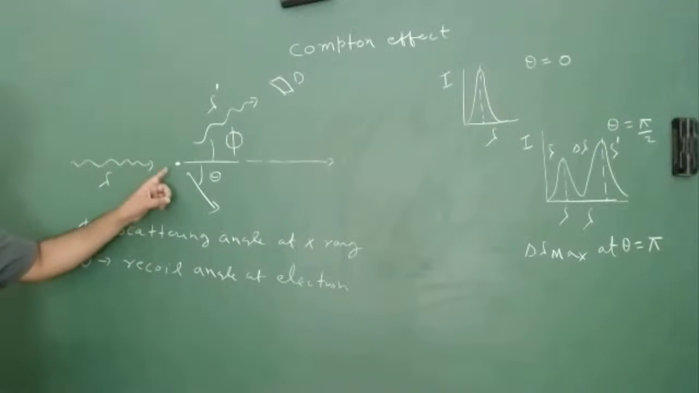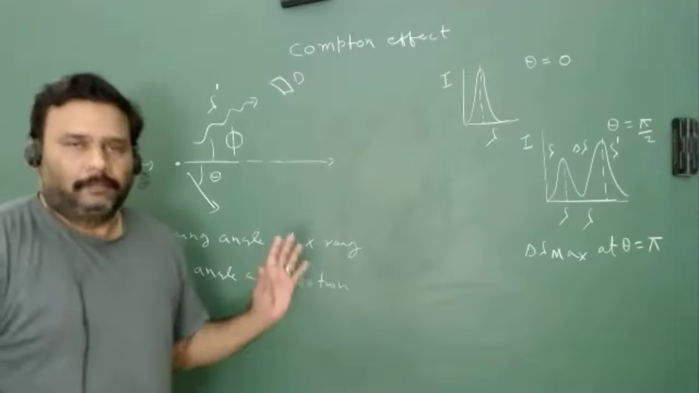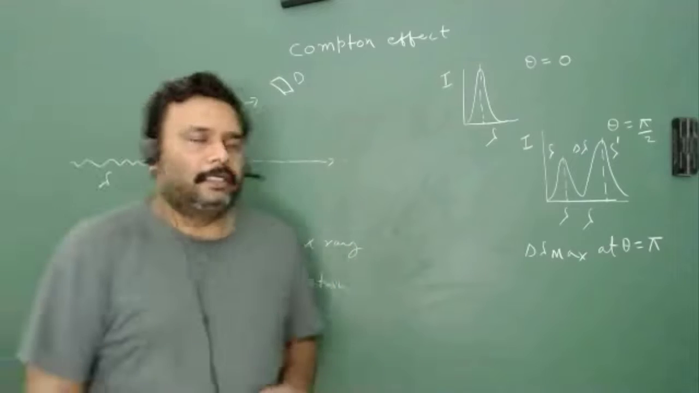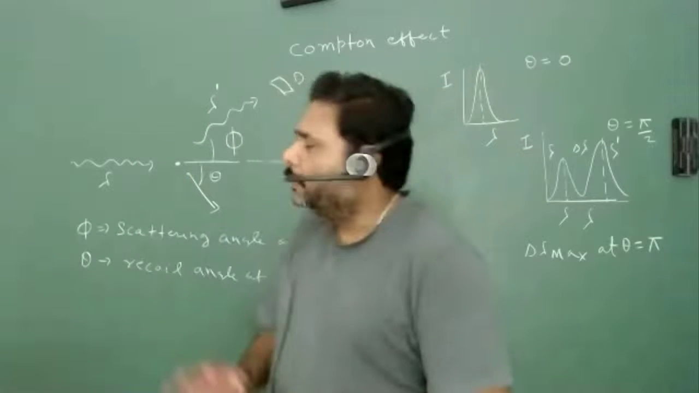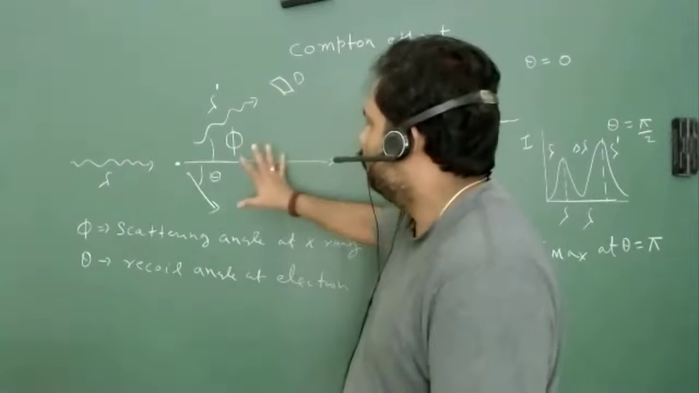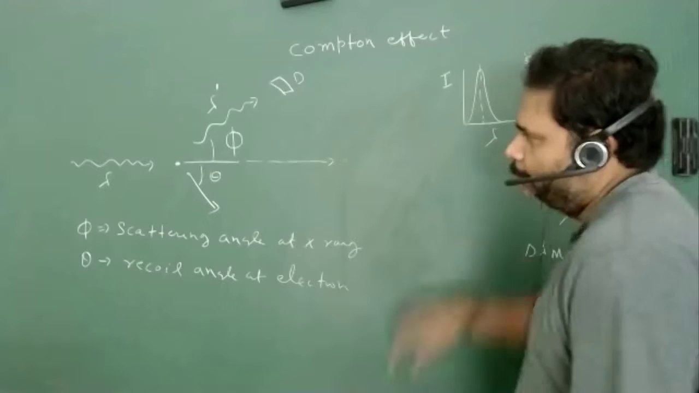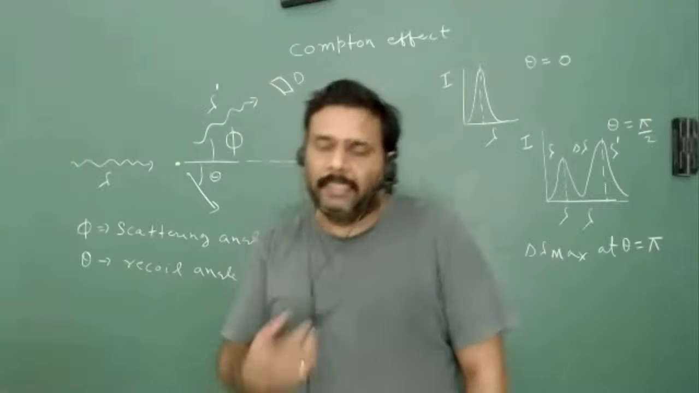And please mind it, this electron is treated as free, but there is logic why we treat it as free. This is a different case, we will discuss later. But before that, let's try to explain where this lambda dash is coming from. So what is the assumption behind that?